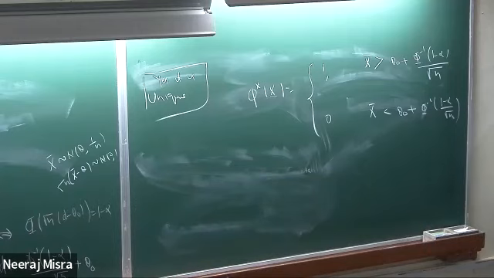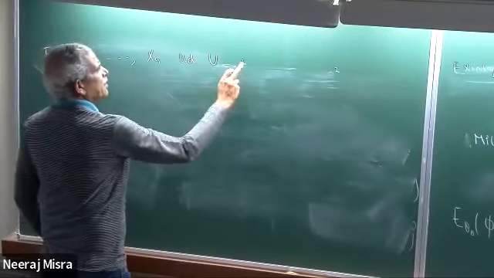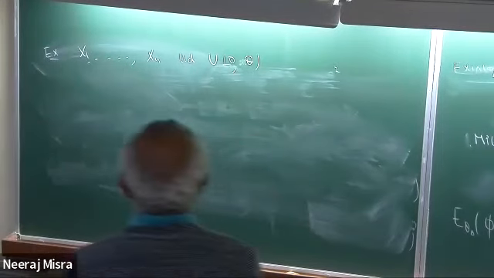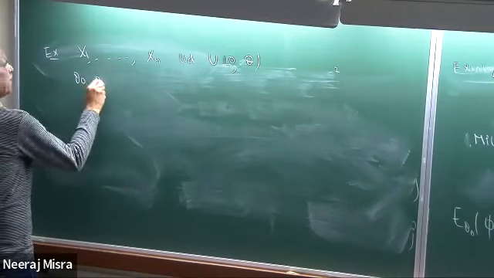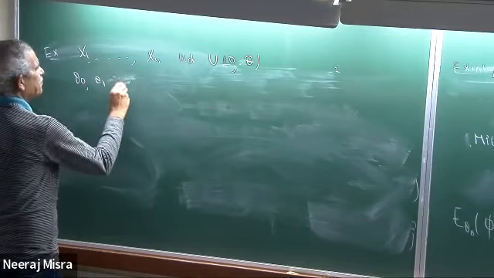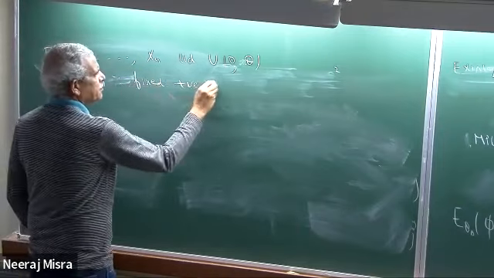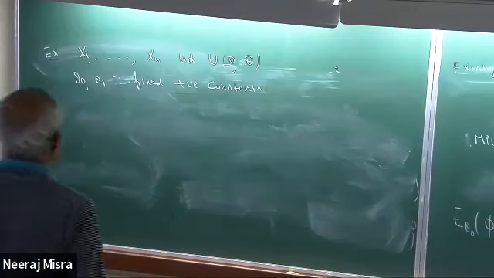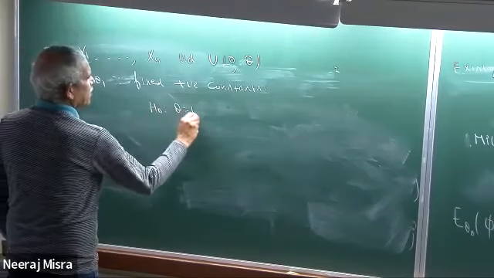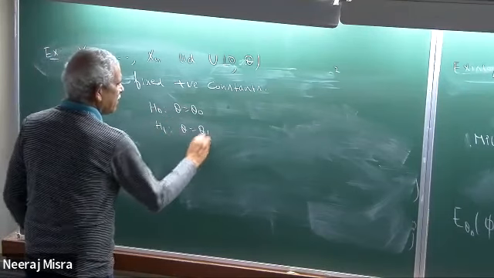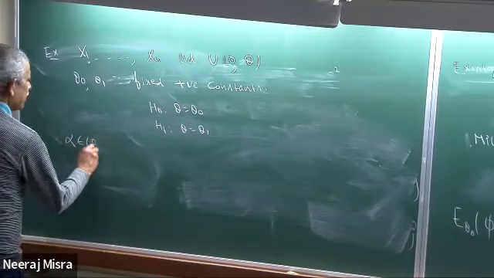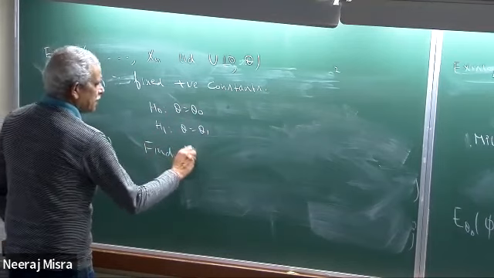Okay, so let us try to do another example. X1, X2, Xn, IID uniform zero theta. Theta zero, theta one, fixed positive constant. All right. I'm interested in testing H naught that theta is equal to theta naught, H1 that theta is equal to theta 1. Find, alpha is given to be between 0 to 1. Find MP alpha test.